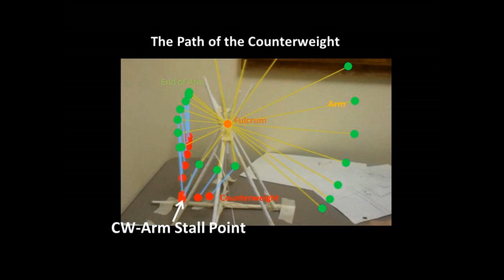Past this point, the counterweight starts pulling in the opposite direction, actually taking energy away from the arm and projectile. This means the release should occur somewhere around the counterweight arm stall point, definitely not far after.